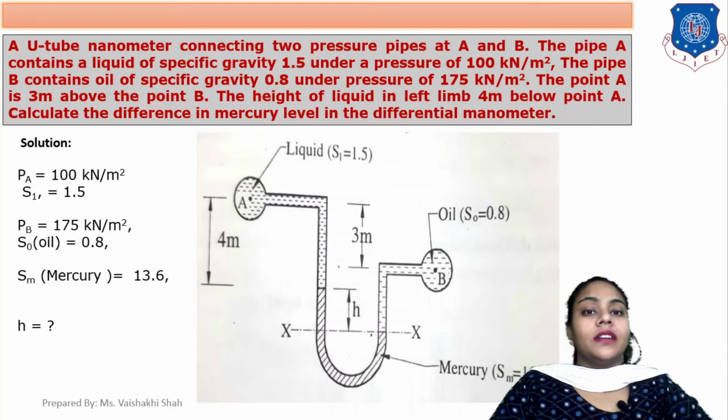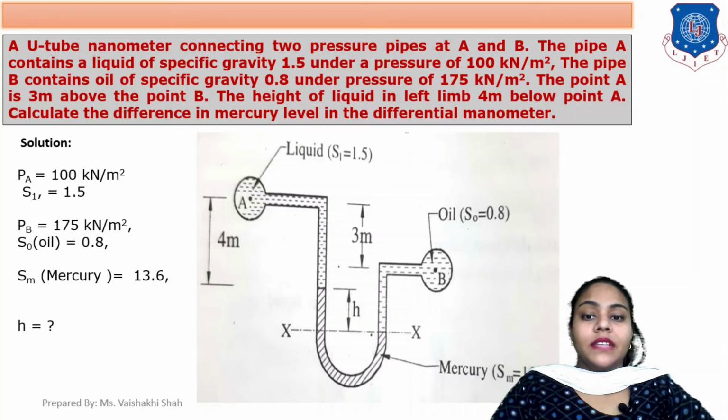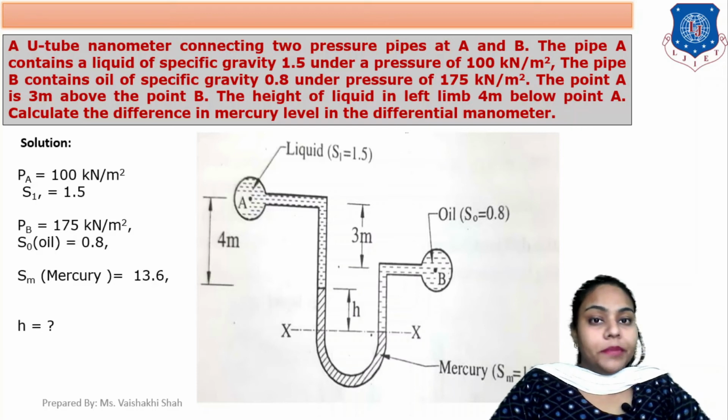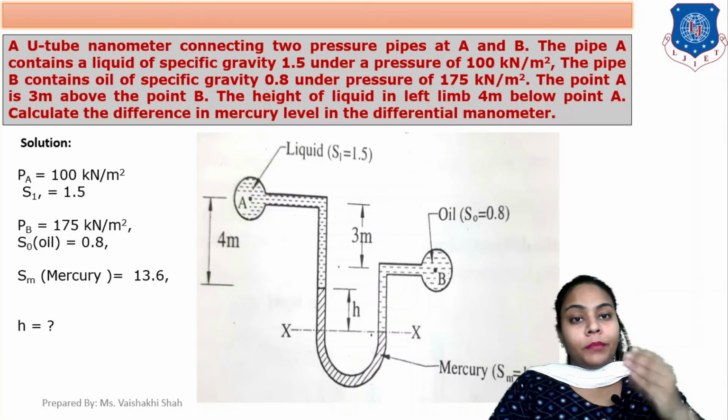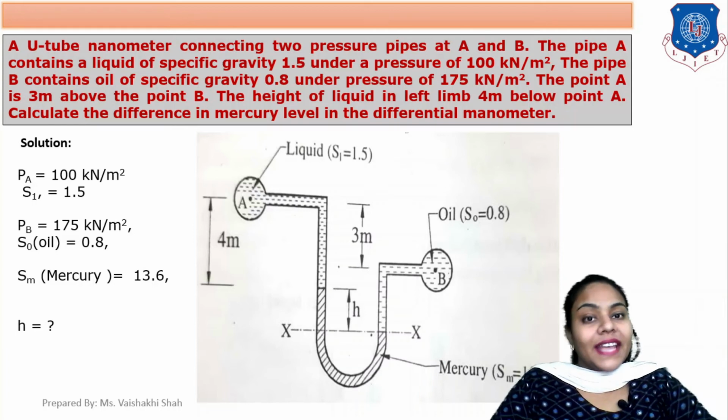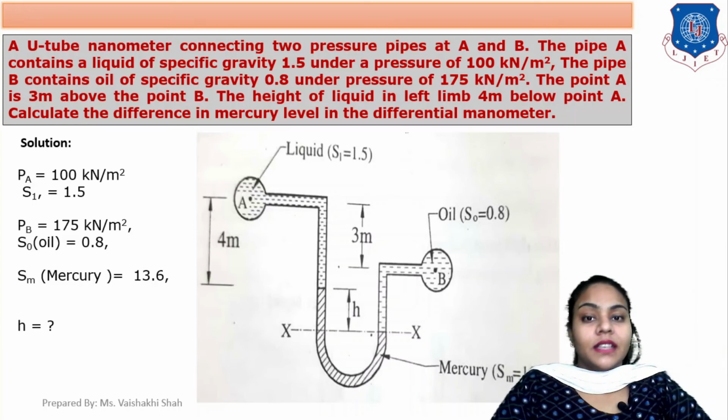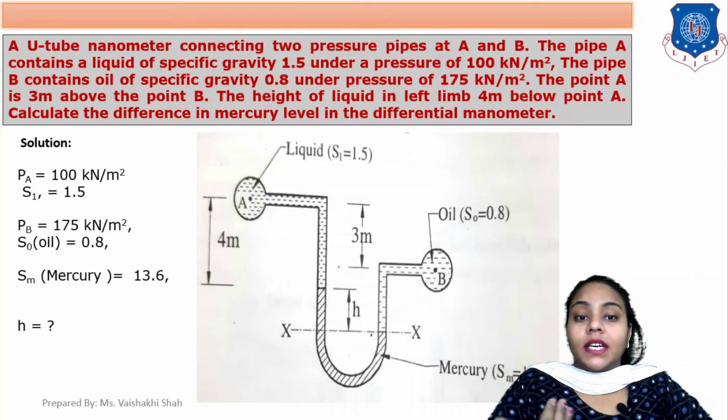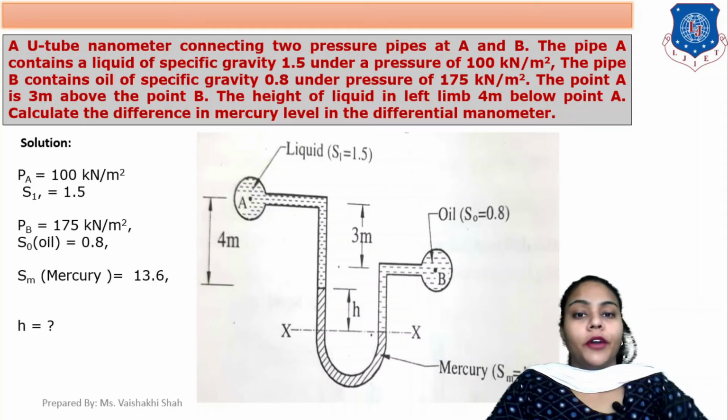Okay. So here in this diagram there is a point A and point B, both at different levels. Point B is 4 meter below point A. This is given to you. Now point A is 3 meter above point B.